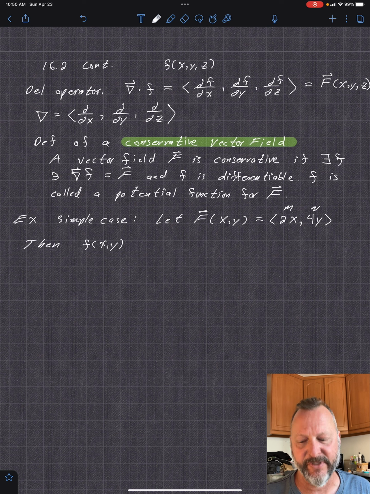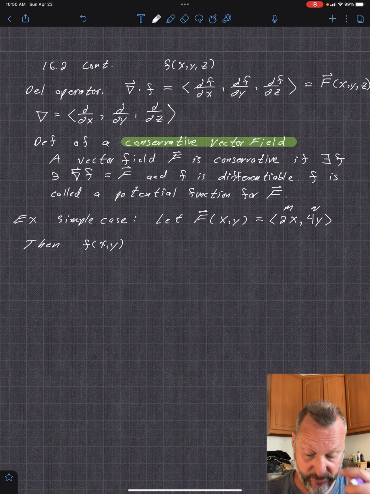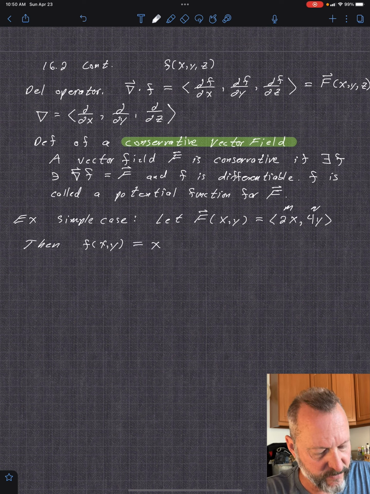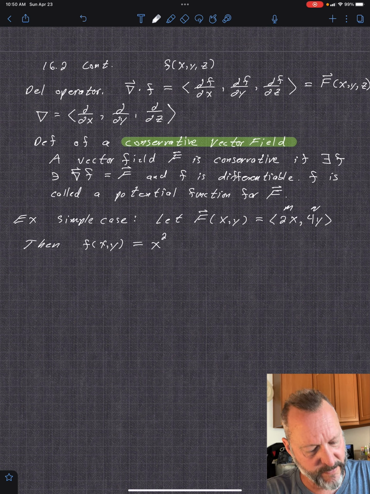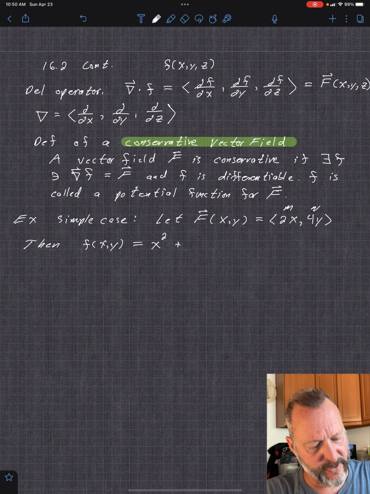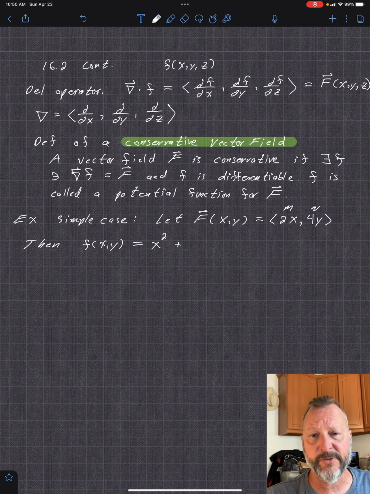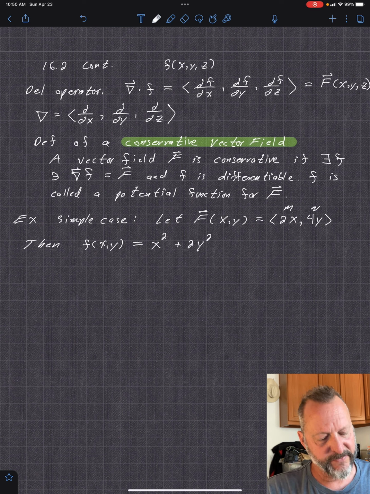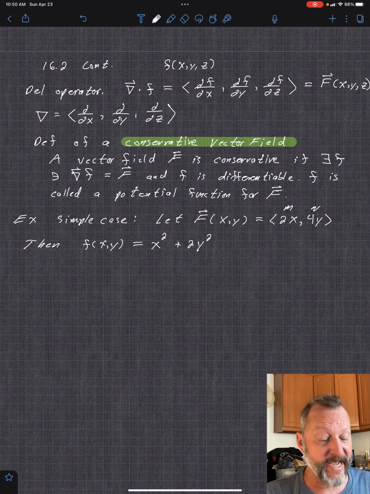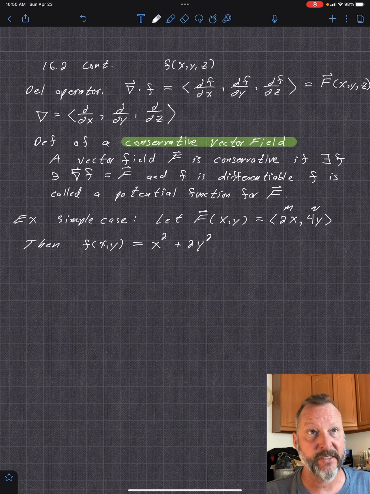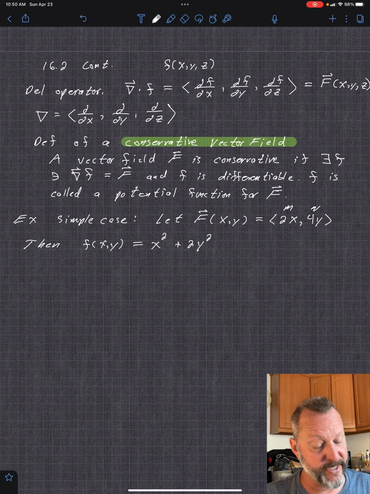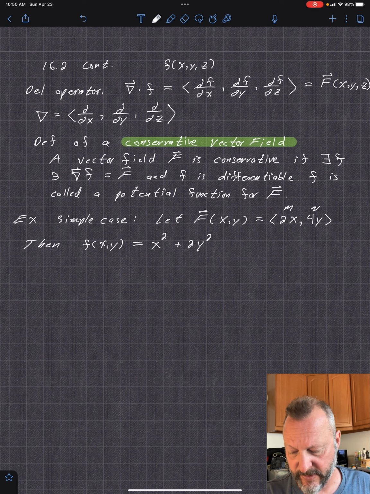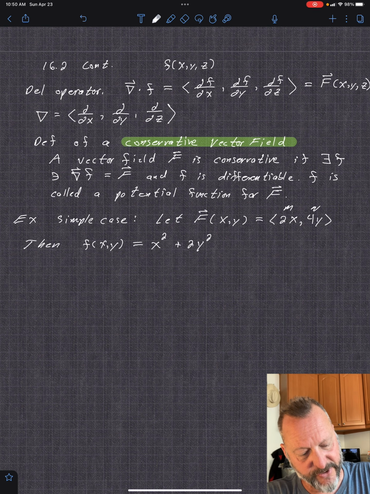You're really just doing the antiderivative, going backwards. So if you go backwards, you get x squared for the first one. The second one is close, but you need a 2 in front, so it's 2y squared. If you do the partial of f with respect to x, you get 2x. With respect to y, you get 4y, because the other terms end up being 0.